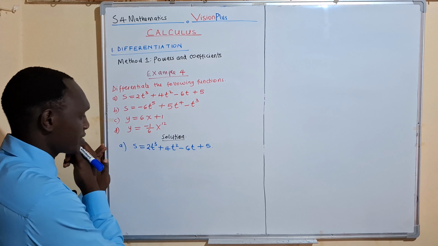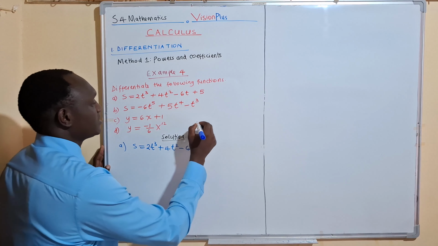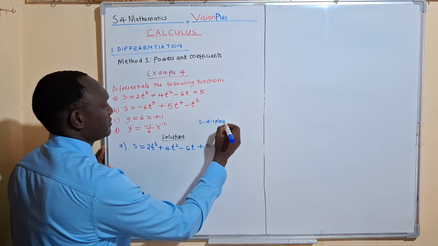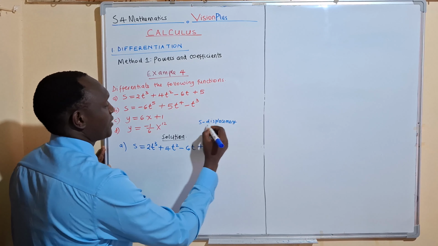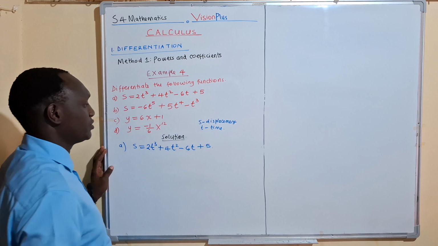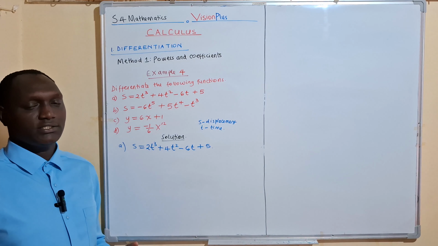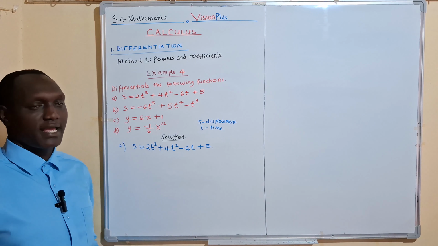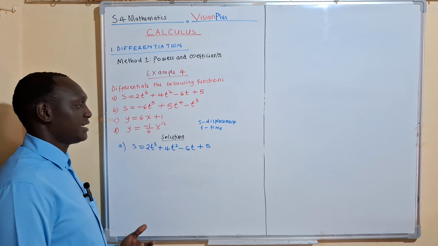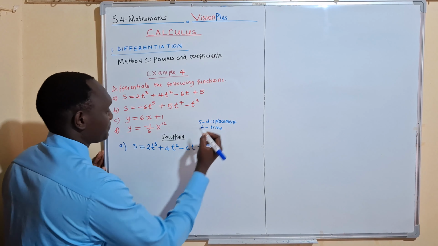This is S. S stands for displacement, and T stands for time. So we need to find the rate of change of displacement with time. That is velocity, and we shall see that in the applications.